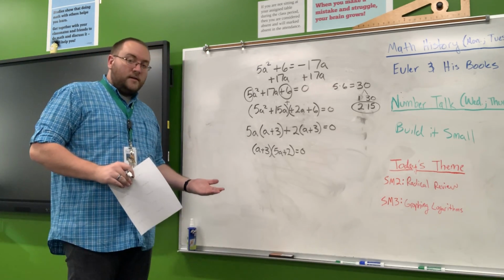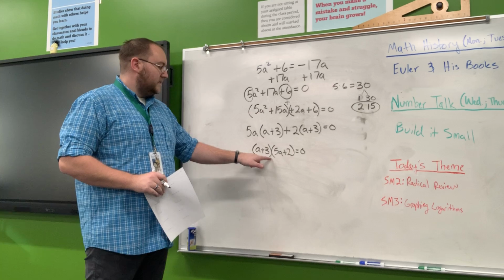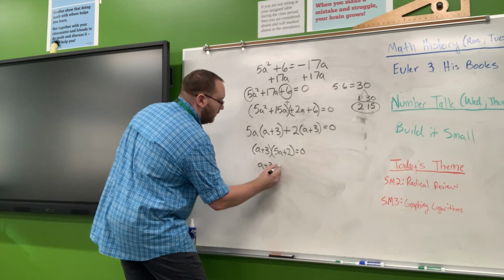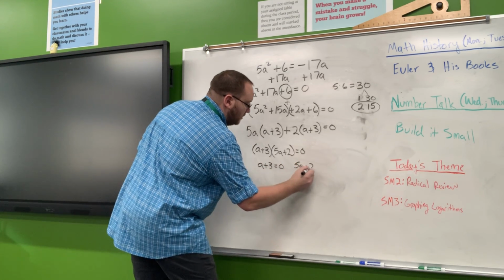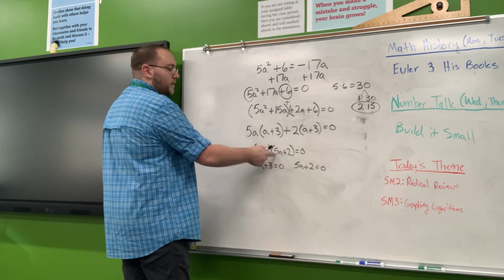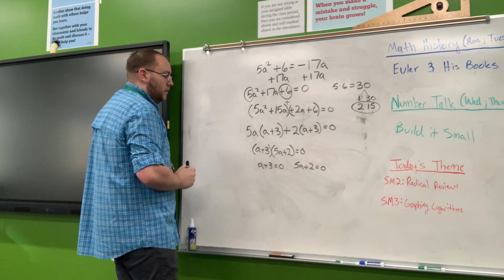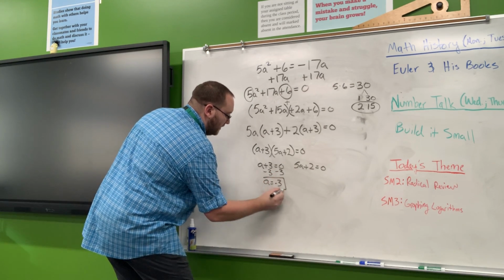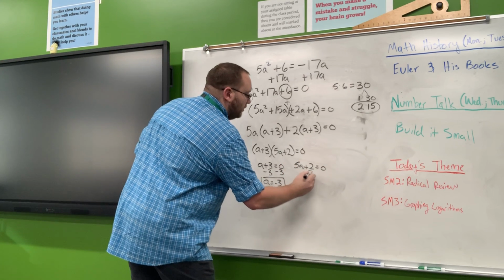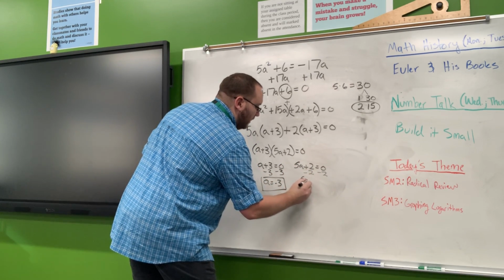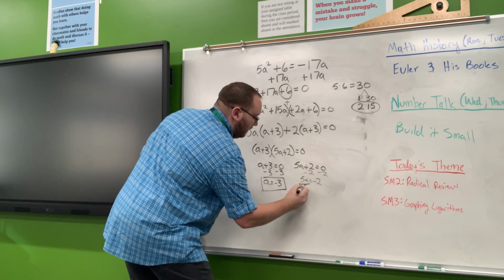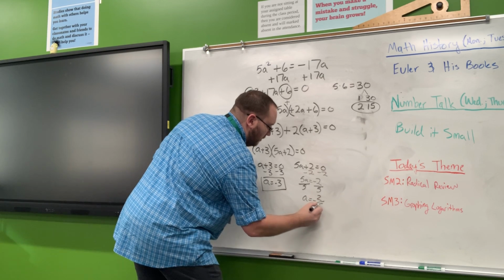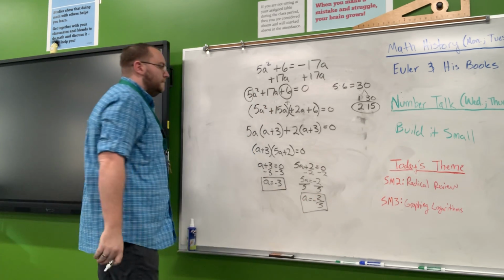Now once again, we're solving, so we're trying to get a by itself. Because this is multiplication now, the only way to get 0 when you multiply is either a plus 3 equals 0 or 5a plus 2 equals 0. We set each factor equal to 0. Subtract 3 from both sides. A equals negative 3. That's one of our answers. Subtract 2 from both sides. So 5a equals negative 2. Divide by 5 both sides. A is equal to negative 2/5. And there's your other answer.